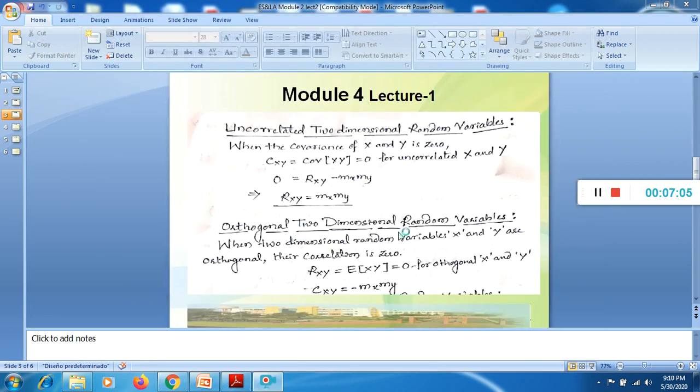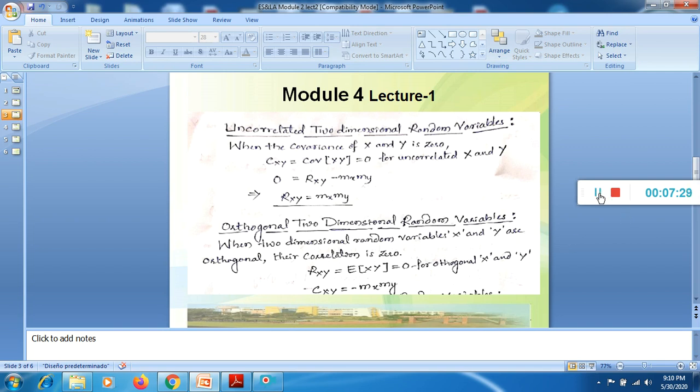The orthogonal two-dimensional random variables x and y. When two-dimensional random variables x and y are orthogonal, their correlation is 0. The correlation is r of xy. The r of xy is equal to e of xy is equal to 0.